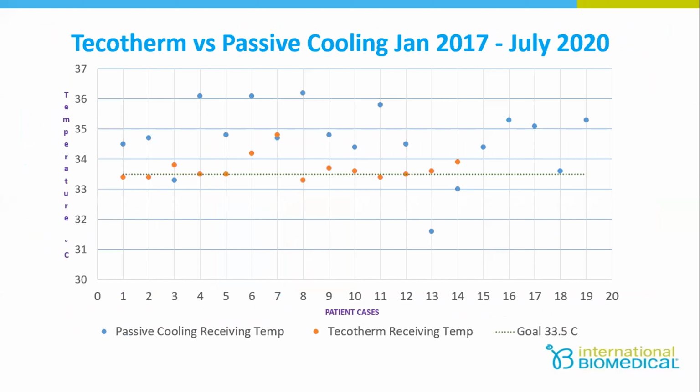Okay, in this one, we have the green dotted line right at that 33.5 target. The blue is your passive cooling and the orange is our active Tecotherm cooling. I layered these on top of each other to show you the consistency once we implemented the Tecotherm. The blue dots were collected about 18 to 20 months prior to our purchase of the Tecotherm, and the orange dots were after we purchased it.